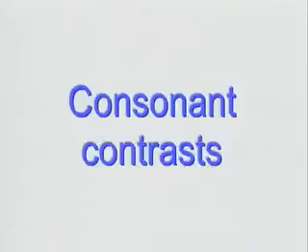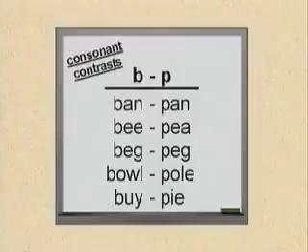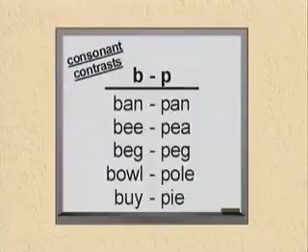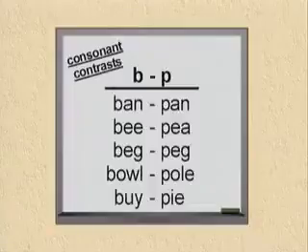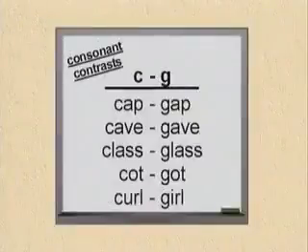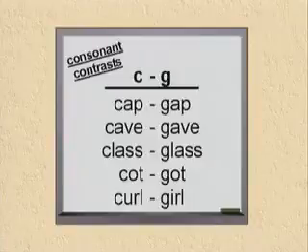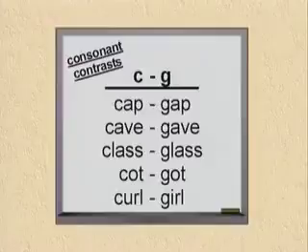Consonant contrasts. B, p. Ban, pan. Beg, peg. Bowl, pole. Buy, pie. Hard C, k. Hard G, g. K, g. Cap, gap. Cave, gave. Class, glass. Cot, got. Curl, girl.